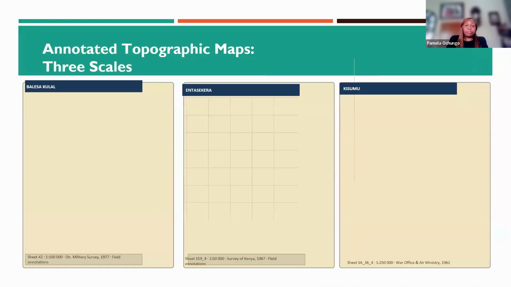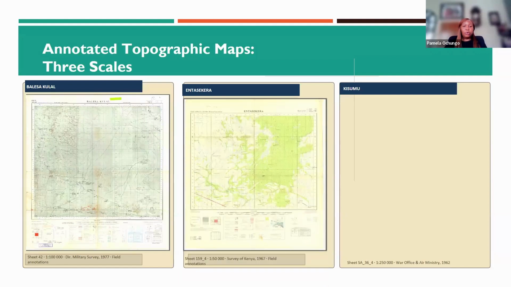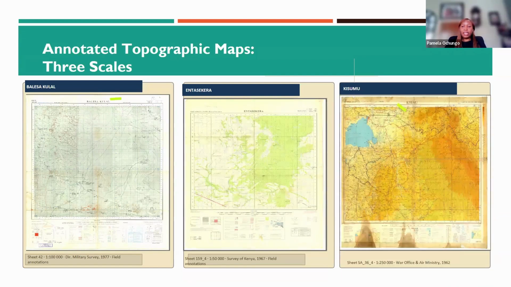Now, these are just examples of some of the topographic map sheets that we have at different map scales, and these are also annotated sheets. So this is one called Balesa Kula, which is somewhere in northern Kenya, at 1:100,000. You also have another one at 1:50,000 called Entasekera. And then in Kisumu, that is towards the western part of Kenya, you have a 1:250,000 War Office and Air Ministry map from 1962. So all these are annotated.